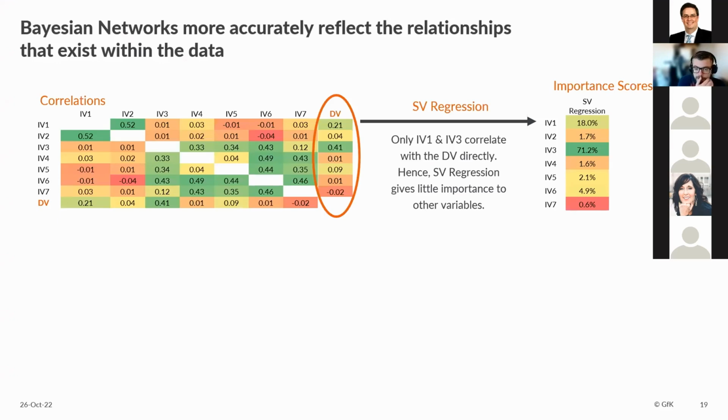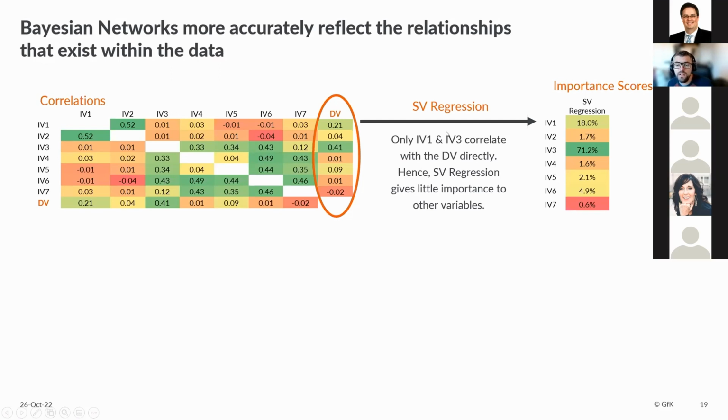And here we have an example based on simulated data where we've got 7 independent variables and 1 dependent variable. So the correlation matrix on this simulated data looks like this. And when we look at how these 7 independent variables correlate with our dependent measure, we see IV3 is the most correlated, followed by IV1. And then the rest of the IVs don't really have much of a correlation at all.